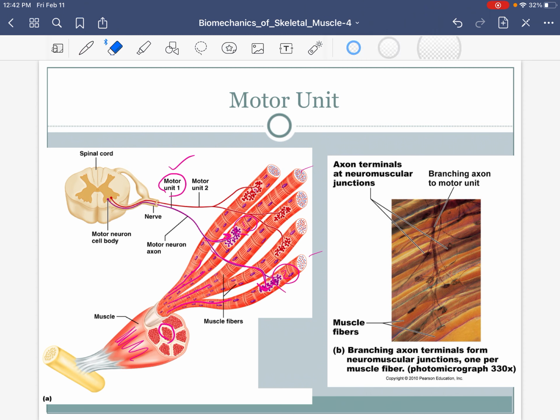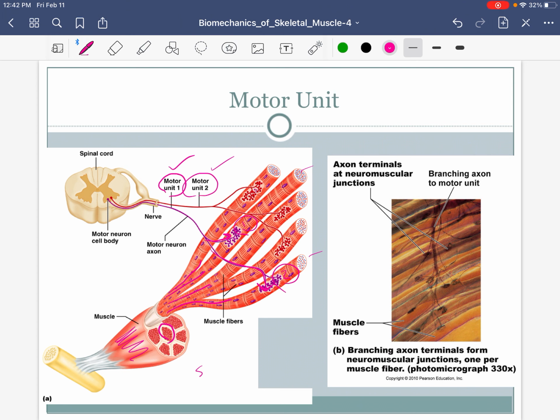If I want to contract this muscle medium strength, I may only activate one motor unit. But what if I want to activate this muscle with more intensity? Well, now I activate this motor unit 2. So each individual motor unit contracts with the same intensity, but we can change the overall intensity of a contraction by activating more or less motor units. You can see on your notes there, recruitment of motor units.